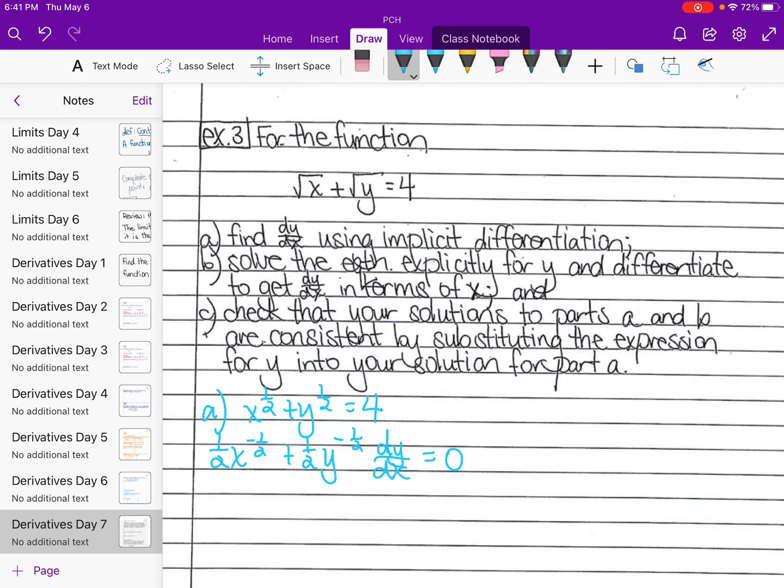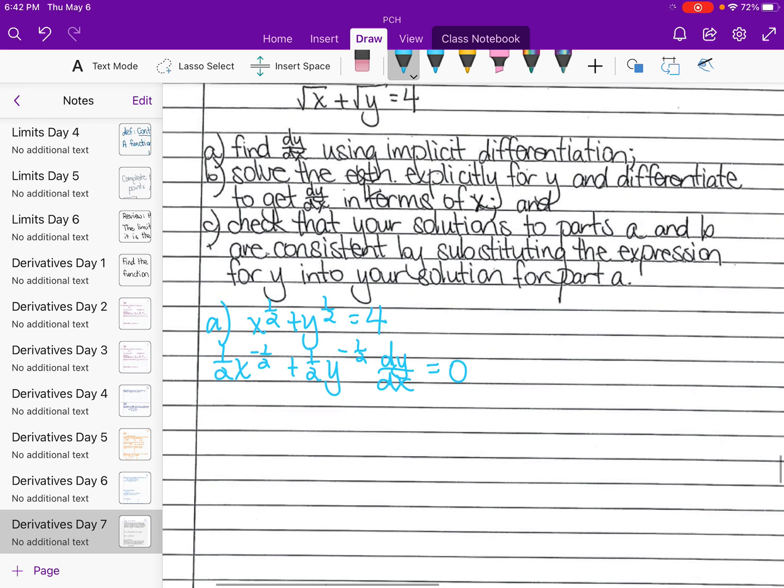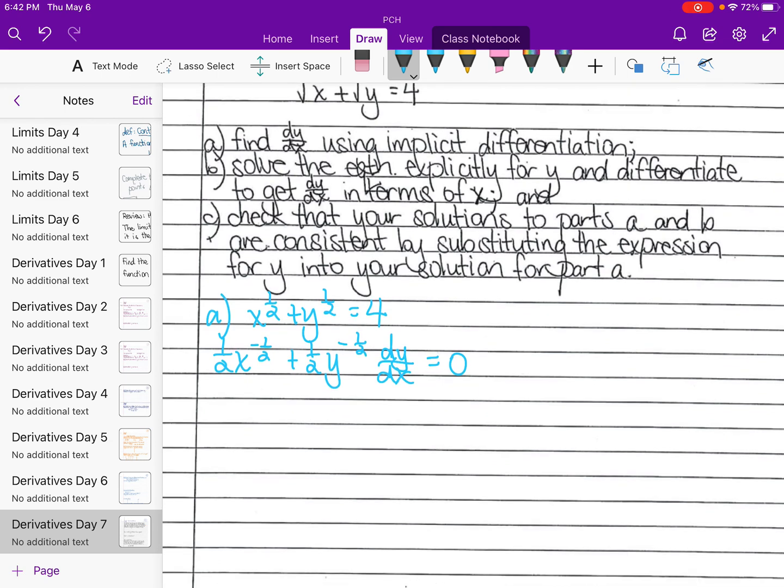Super duper common mistake, and I'm 100% sure I'm going to make it at some point when we're doing implicit differentiation. Oftentimes we get so caught up in the chain rule and the like, when do I do this and when do I do that? We forget to put a 0 at the end and we leave a 4. Remember, the derivative of 4 is 0, the derivative of a constant, right?